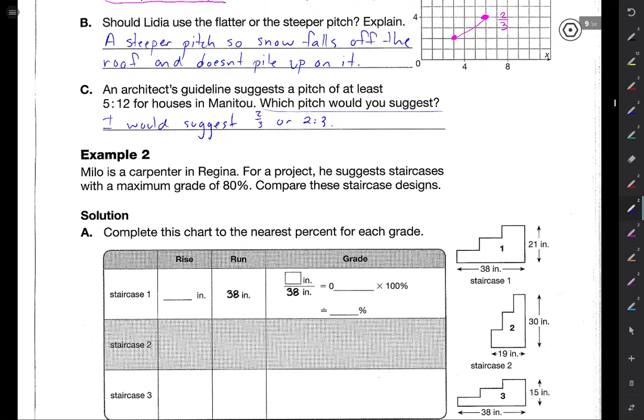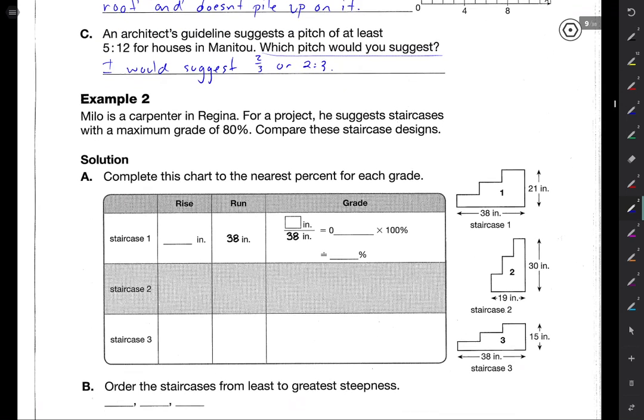In example 2, it says Milo is a carpenter in Regina. For a project, he suggests staircases with a maximum grade of 80%. So that's the biggest the grade can go, or the highest. Compare these staircase designs. So here we have 3 staircase designs off to the side, and we need to complete this chart to figure out the grade of each of these staircases. So for each of them, we're going to be looking at the rise and run.